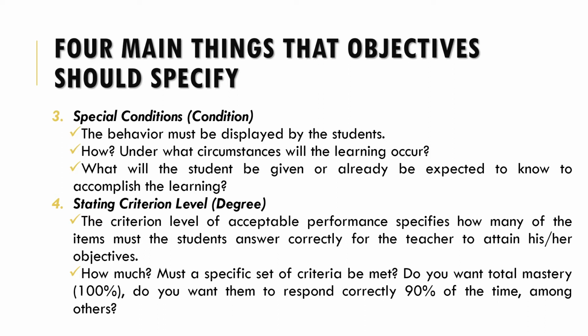Now again, the purpose of identifying these four main things now when you are writing your objectives is for you to be guided now and to make sure that those problems stated kanina hindi natin ma-encounter. Okay, or ma-minimize man siguro natin. Okay, so that is our fourth one, the letter D, stating criterion level or degree.